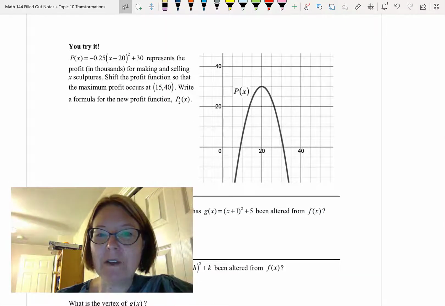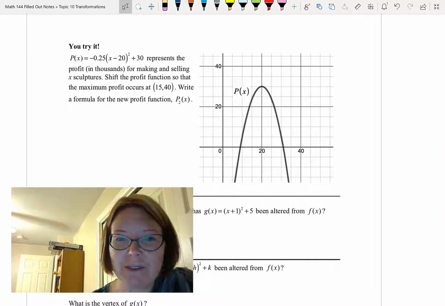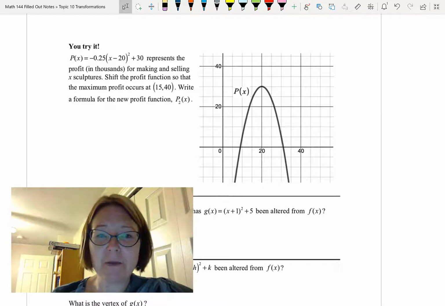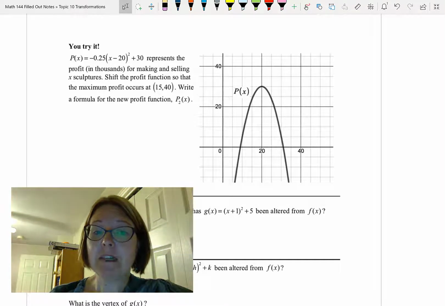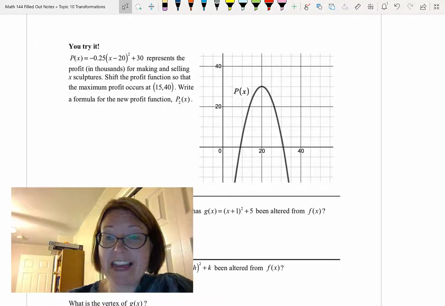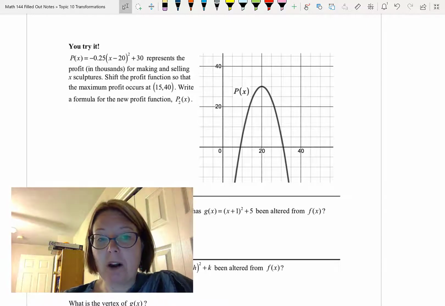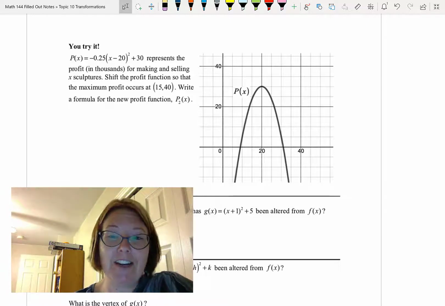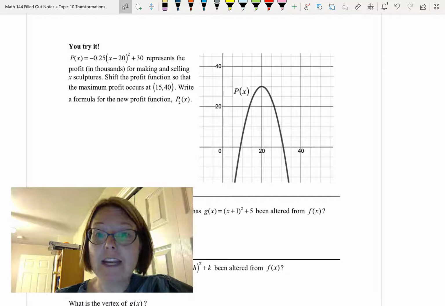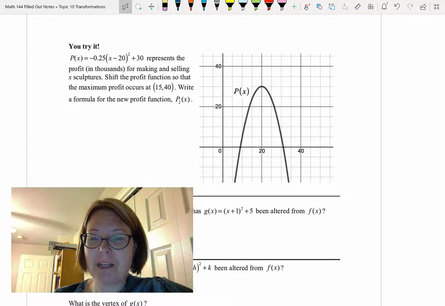All right, now one for you. We have this p of x graph we've seen before. It's p of x equals negative 0.25 times, in parentheses, x minus 20, that whole thing squared, and then plus 30 on the outside. This represents the profit in thousands from making and selling x sculptures. We want to shift this profit function so the maximum profit actually occurs at (15, 40), and then write a new formula for that profit function, p sub 2 of x.